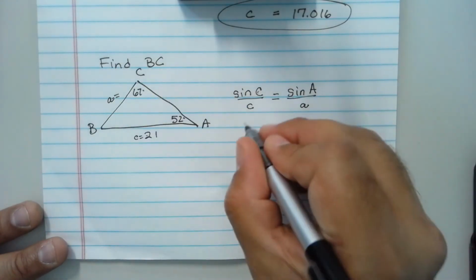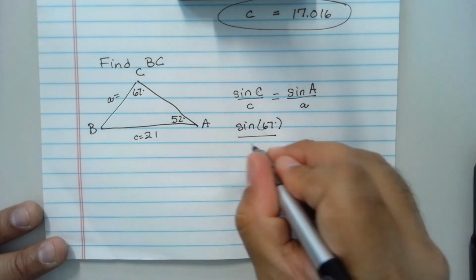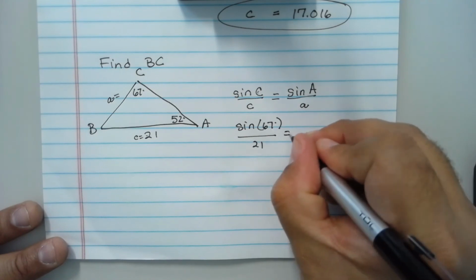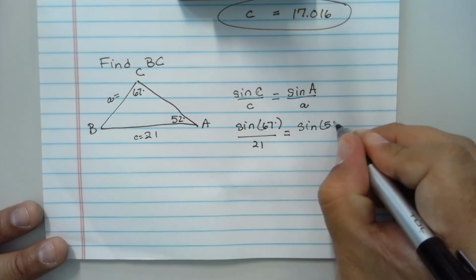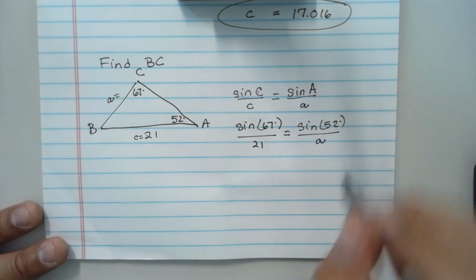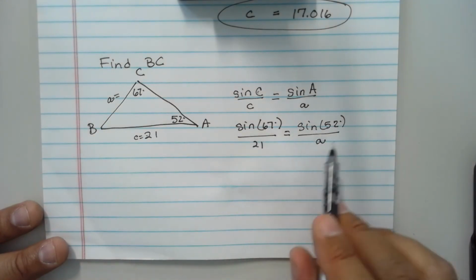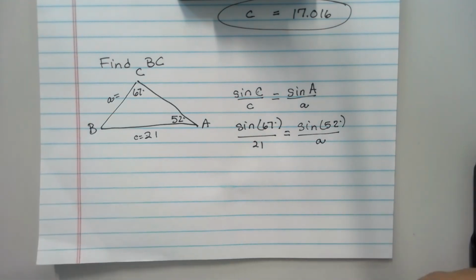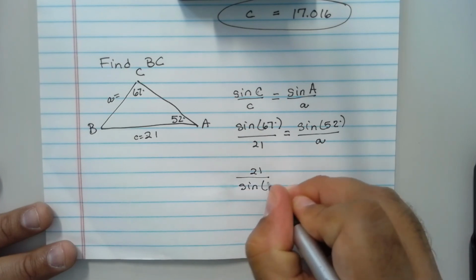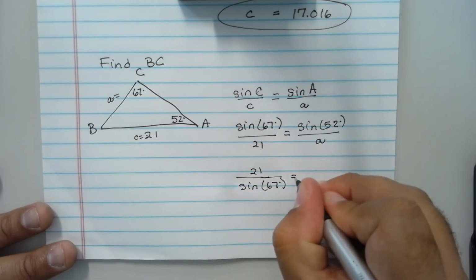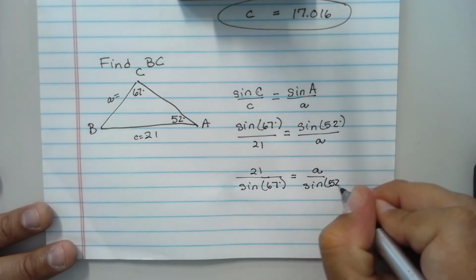Sine of c is 67 degrees over 21 is equal to sine of a, which is sine of 52 degrees over lowercase a. Again, remember what I told you guys before, that the variable is in the denominator, correct? We could rearrange this ratio as 21 over sine 67 degrees is equal to a over sine 52 degrees.